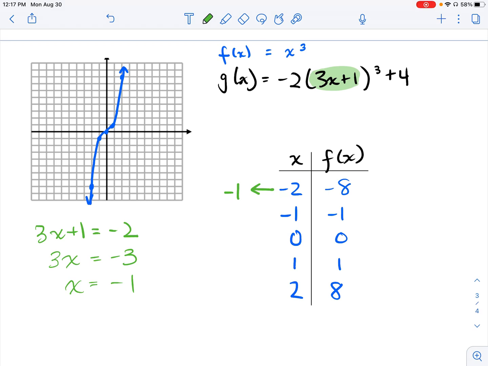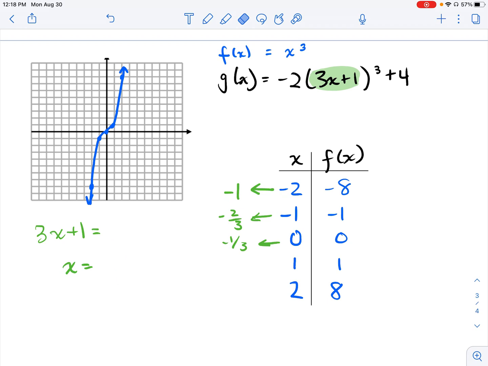So we're going to rinse and repeat this process of setting the argument equal to my x value. My x value here is now -1, so 3x is equal to -2, and x is equal to -2/3. And that's what goes here. Let's just continue to rinse and repeat. If 3x plus 1 is equal to 0, x is then equal to -1/3, which is what I'm going to write here. Just make a little space.